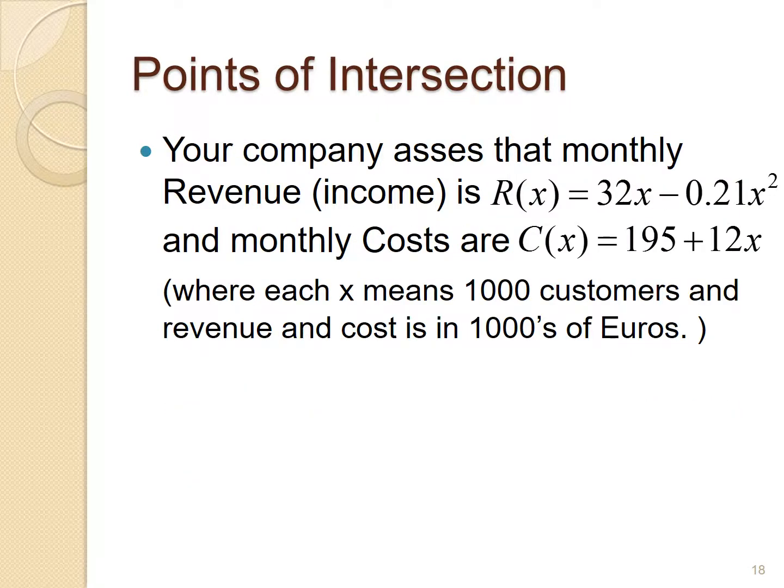Now, continuing with the problem, your company assesses that monthly revenue, your income, is this revenue function, 32x minus 0.21x squared. And monthly costs are the cost function, 195 plus 12x. Now, if you get out into the business world, in larger companies, Fortune 500 companies and so on, and really large companies, you do see revenue functions in terms of x and cost functions in terms of x.